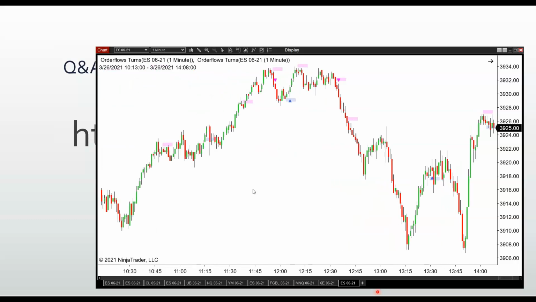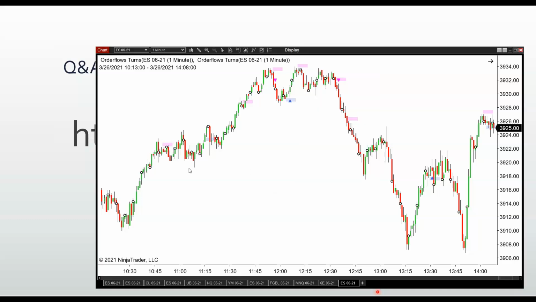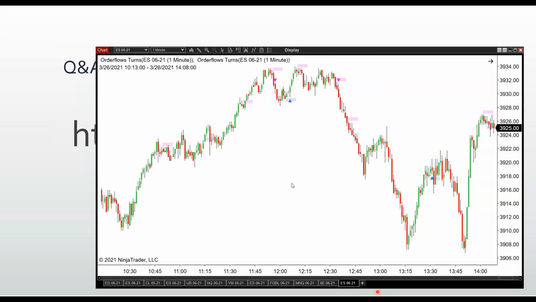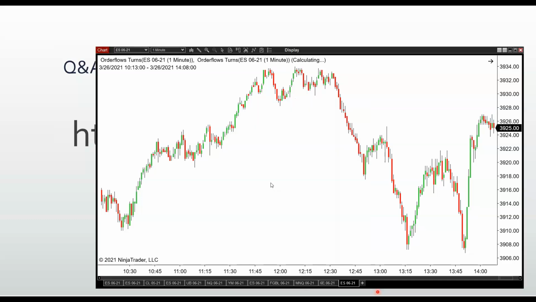So this is turns. Again, I have the trade entry signal turned on. That's why you see a lot of these signals here, but there's no up or down arrow. I'll keep the trade entry signal on, but I'm going to turn off the zones here. So zones, change you to 0. Change you to 0. It sort of cleans it up a little bit.